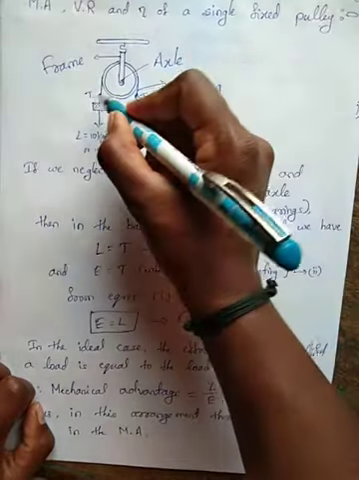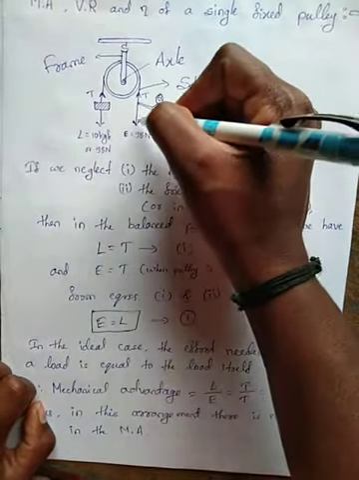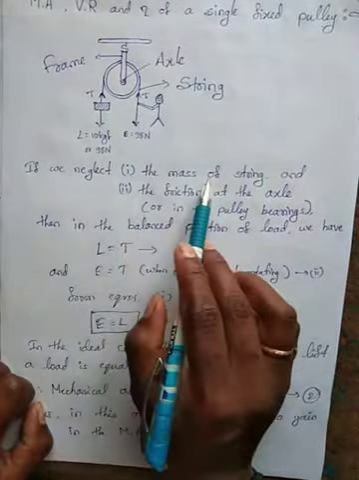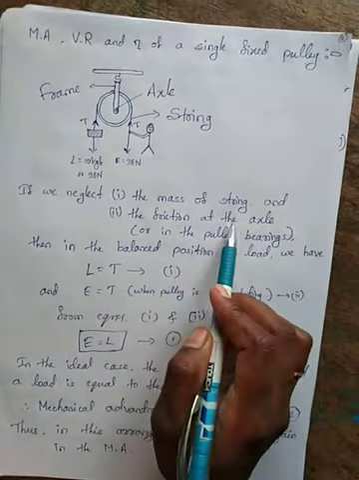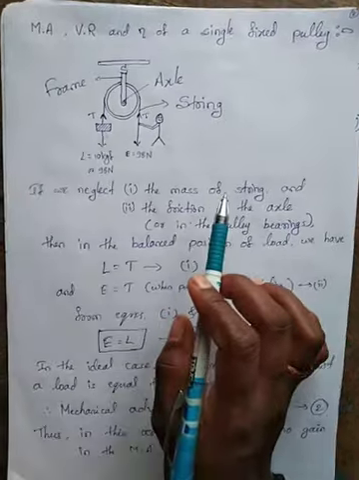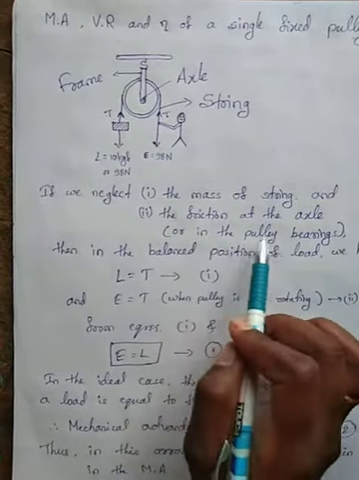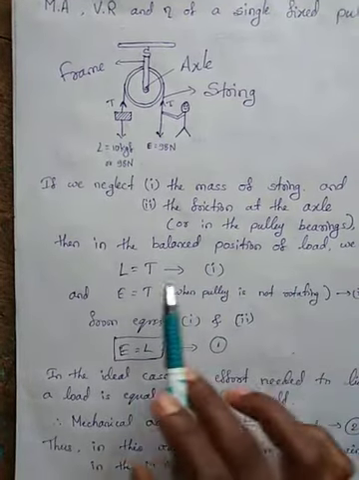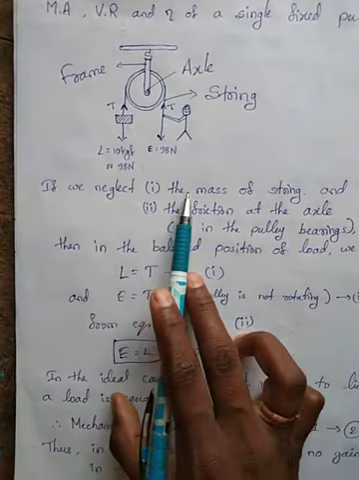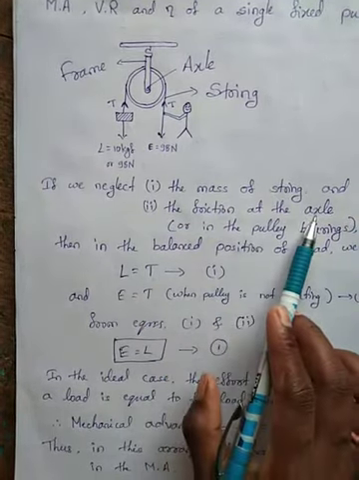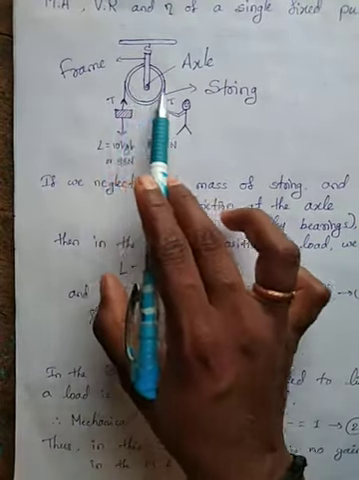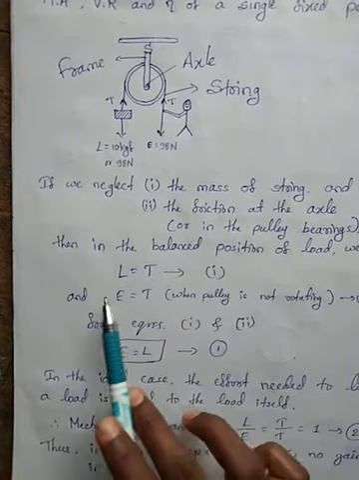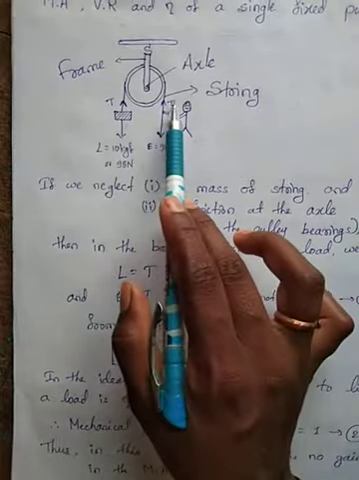Here tension will occur. The tension is the same in the load arm and the effort arm, that is T. If we neglect the mass of the string and the friction at the axle in the pulley bearings, then in the balanced position of the load we have L is equal to T. Take this as equation number 1. And effort is equal to that same T.